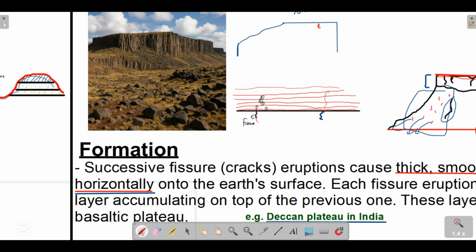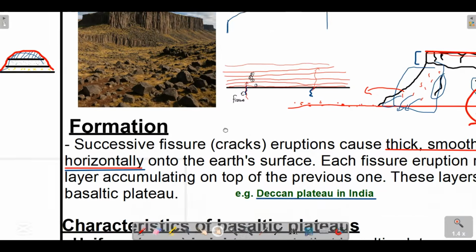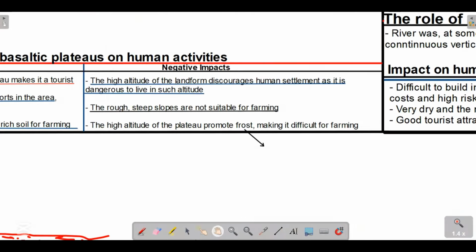Yes, we said that basaltic plateaus produce rich soil because they weather first, and each one of those particles will form soil. So the soil here, yes, that is good for farming, but not the slopes, not the actual plateau, the soil that it produces. Number three, the high altitude of the plateau will promote frost, making it difficult for farming.